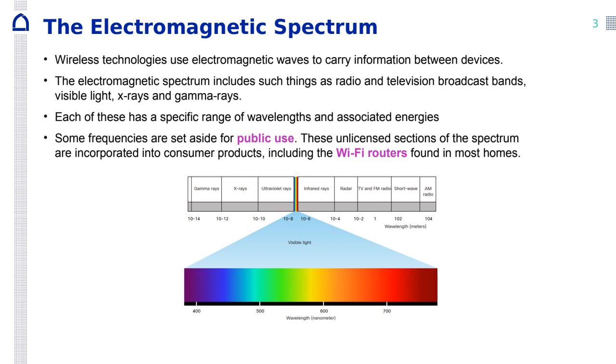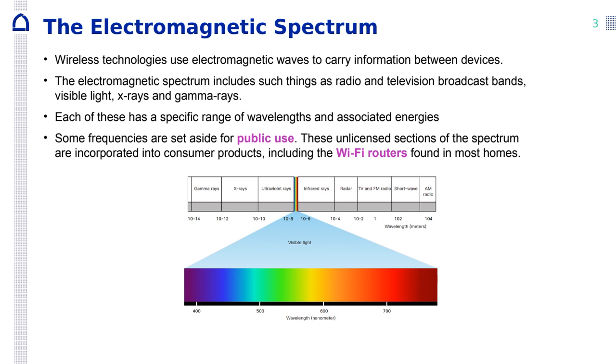Now let's look at the electromagnetic spectrum. عشان we need to know what range of frequencies it is effective in. Okay, so we know that wireless uses electromagnetic waves to carry the information. What is the electromagnetic spectrum? Electromagnetic spectrum ranges from radio to television broadcast bands, visible light, X-rays, gamma rays, okay? And each one of them, they have specific range and characteristics and wavelength, okay?